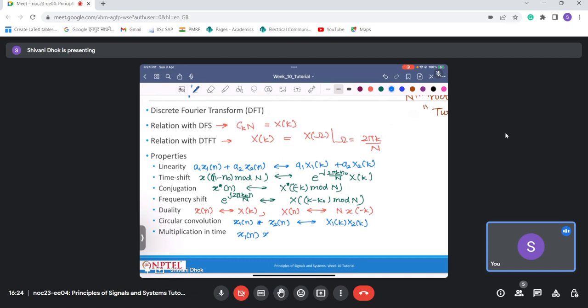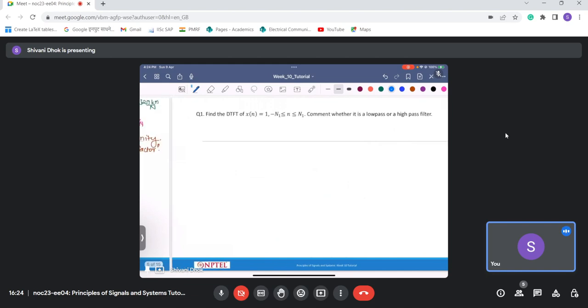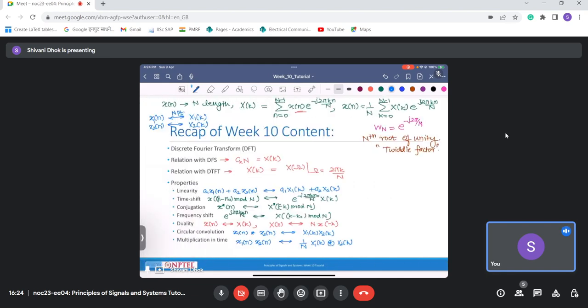So if I have x1[n] into x2[n], then its DFT is 1 by N times X1[k] circularly convolved with X2[k]. So this was all that was introduced in this particular week. This week, as I mentioned earlier, I'll focus on the questions related to DTFT, and in the next week I'll solve the questions related to DFT, so that both of the topics are given equal importance, and after that I'll end with the system realizations in the 12th week.